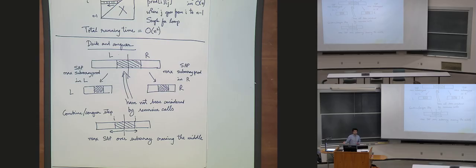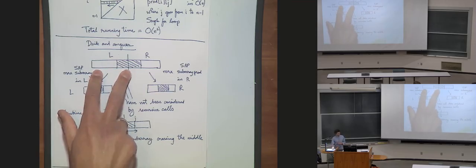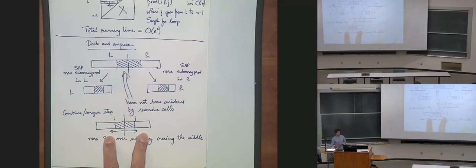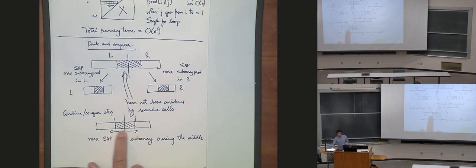Okay? Yes? Sorry, I'm just confused. How is the first LR diagram different from that last one? How is that different from this? You're making a recursive call in here, but here you're not making a recursive call. You're actually computing the maximum SAP over subarrays that are crossing the middle. The whole punchline is going to be that the ones that cross the middle are easy to do.